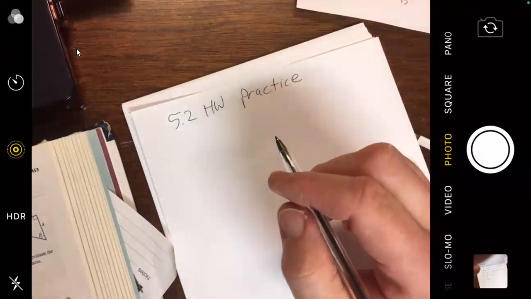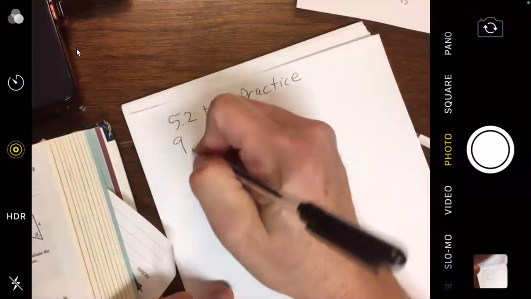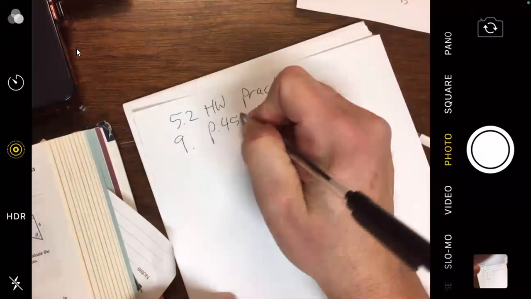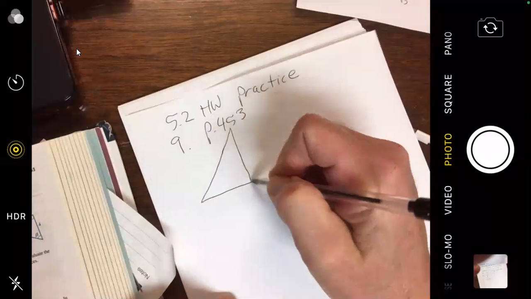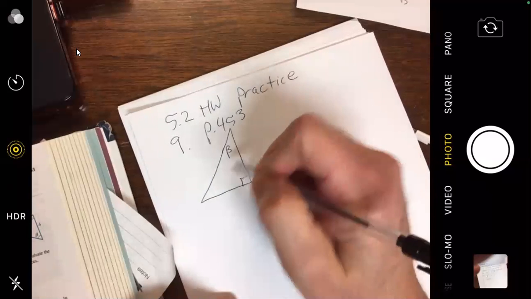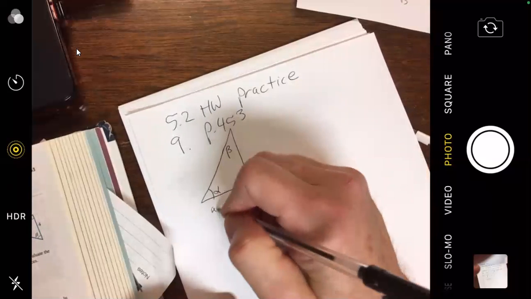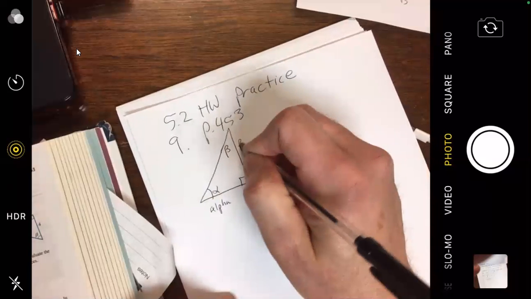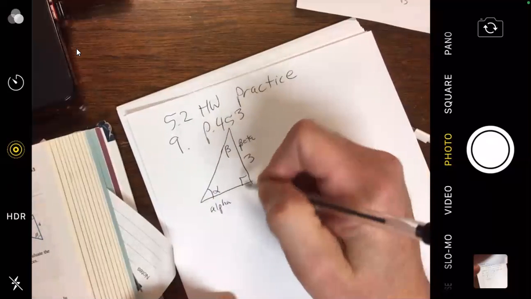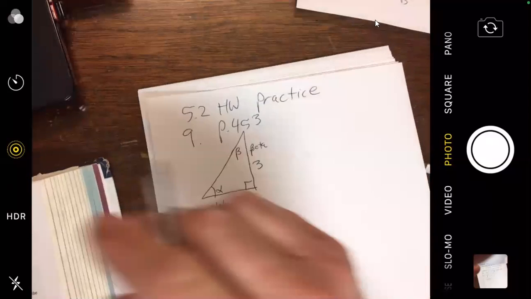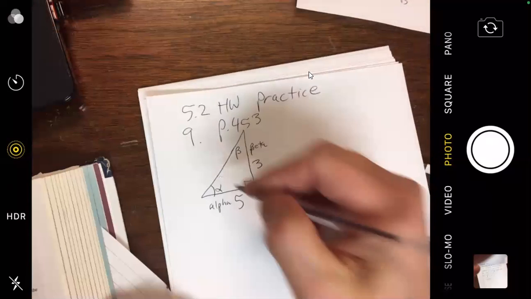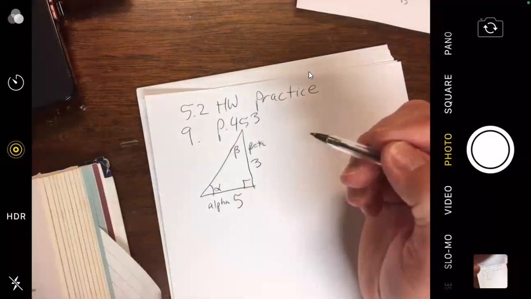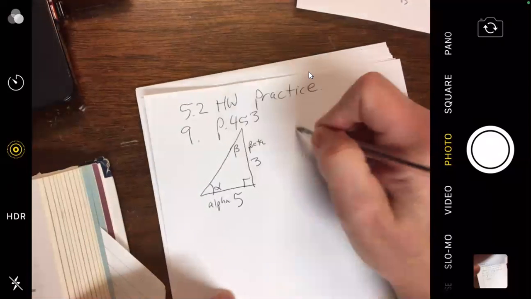Let's see, why don't we try number 9, page 453. They give you a right triangle with angles alpha and beta, and sides 3 and 5. Now, don't get confused. That doesn't mean there's a 4 here. The 3 and 5 are on the legs, and the hypotenuse is the unknown.